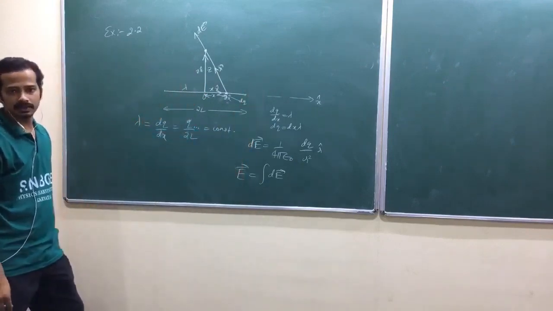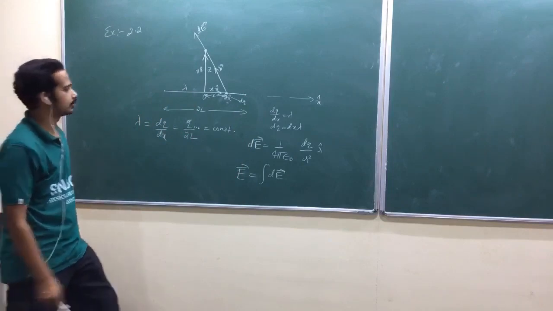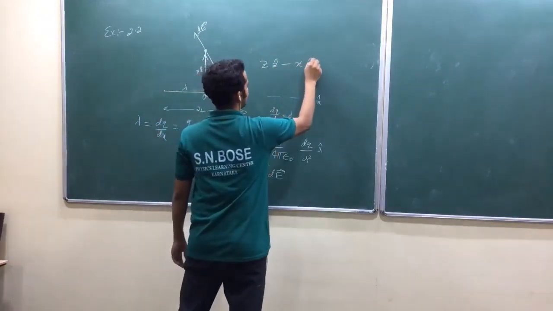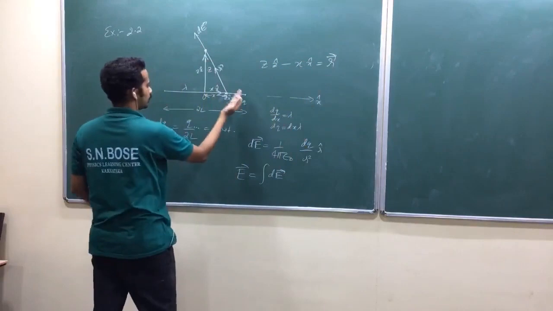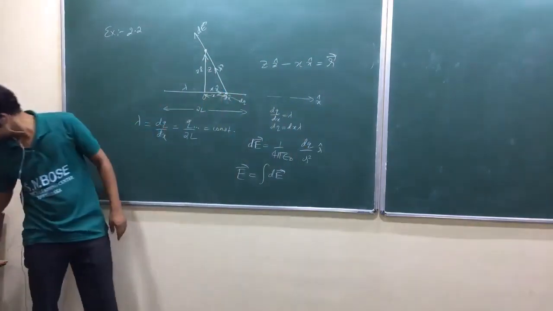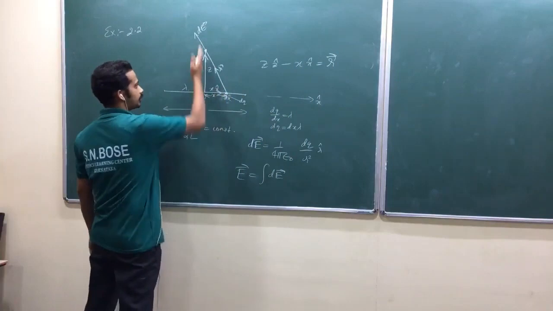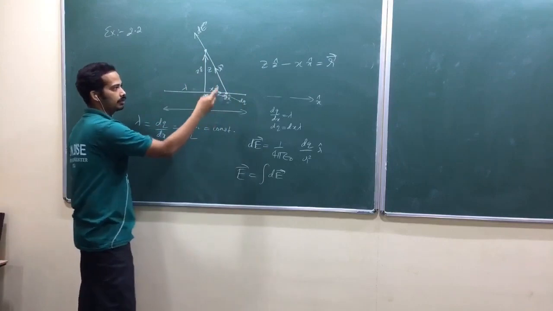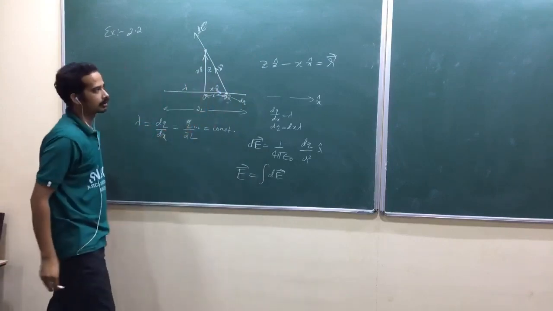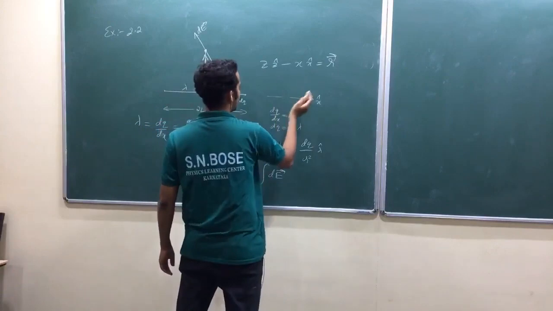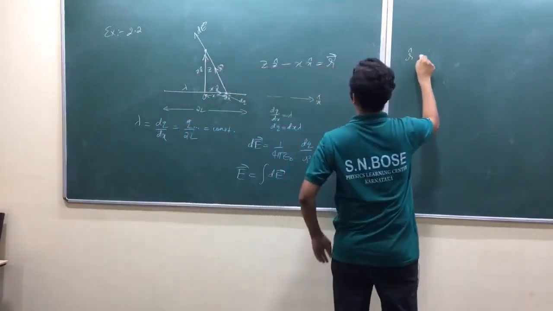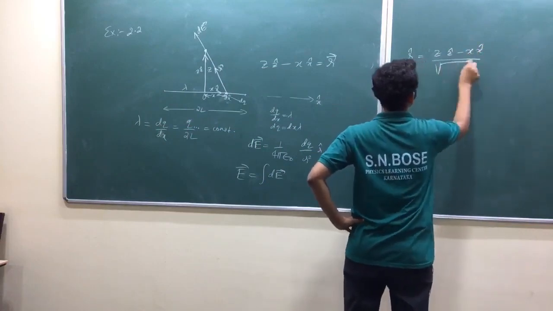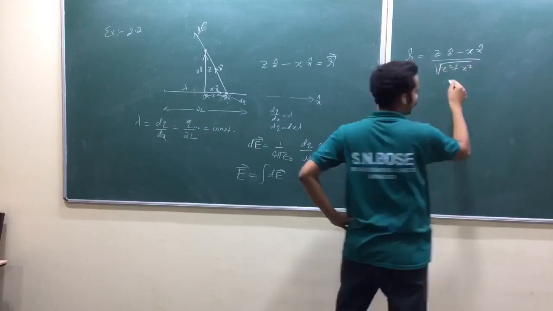Z cap minus x cap is italic R. Look at here. Z vector minus x vector is equal to italic R vector. Check it out. This one minus this one, so this vector plus this vector. So this is x into x cap, opposite, minus x into x cap. Is that okay? So now this is your italic R vector. What is italic R cap now? It is equal to z into z cap minus x into x cap divided by root of z square plus x square, the modulus of that vector.